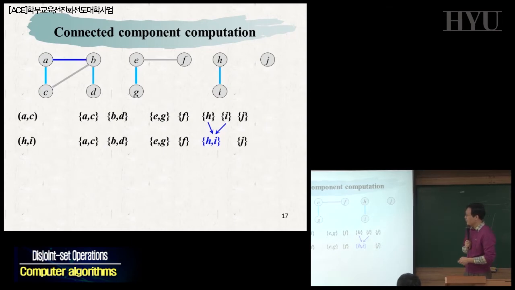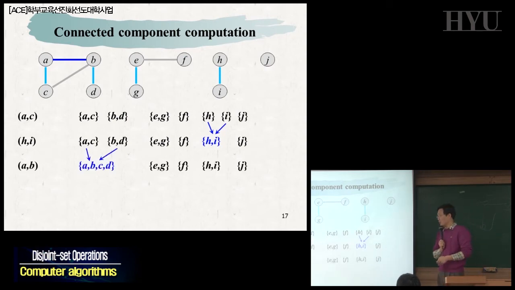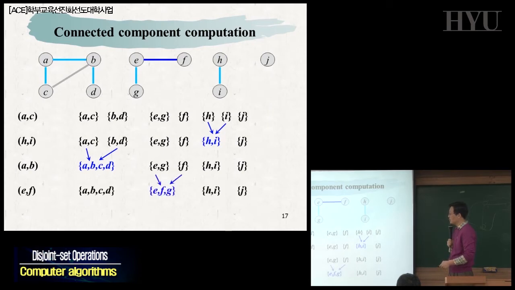AB, look at this. A is included in this set and B is included in this set. So they are in different sets, so they are united. And the result is a new set, A, B, C, D. Next, E, F. Yes, we do the same thing.